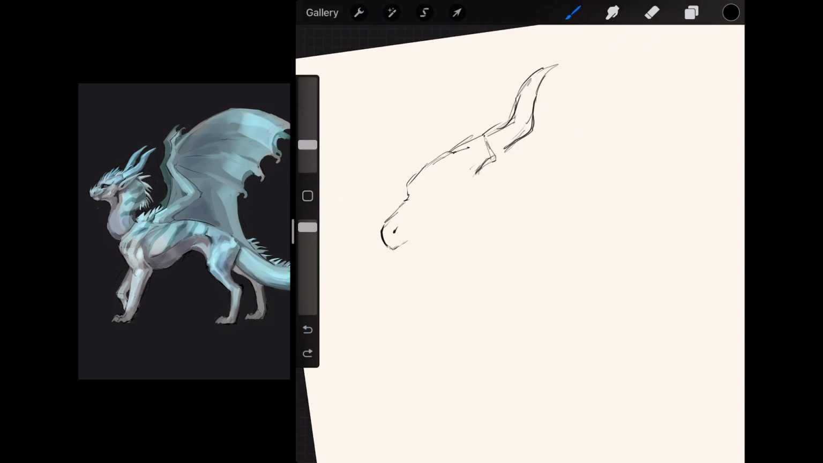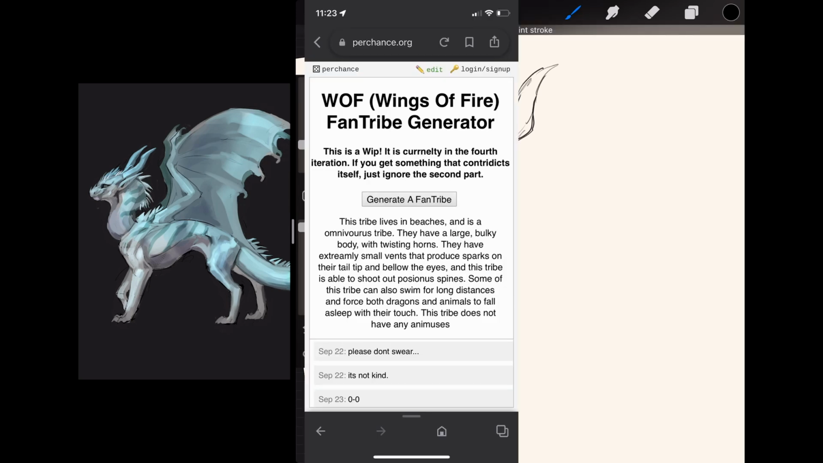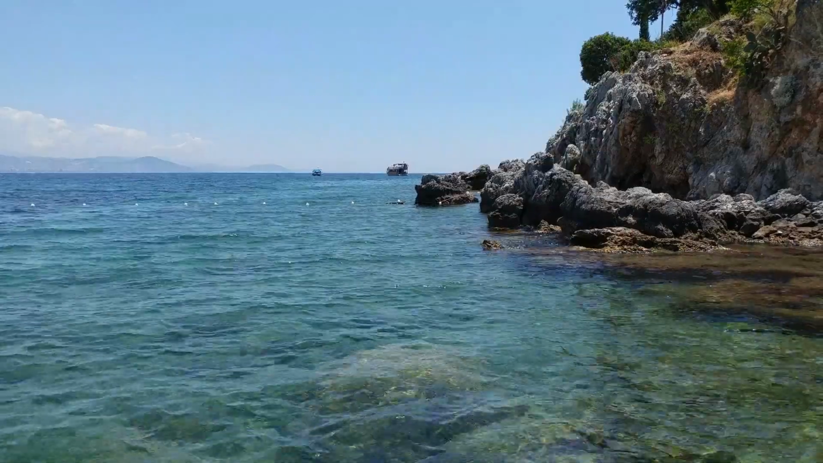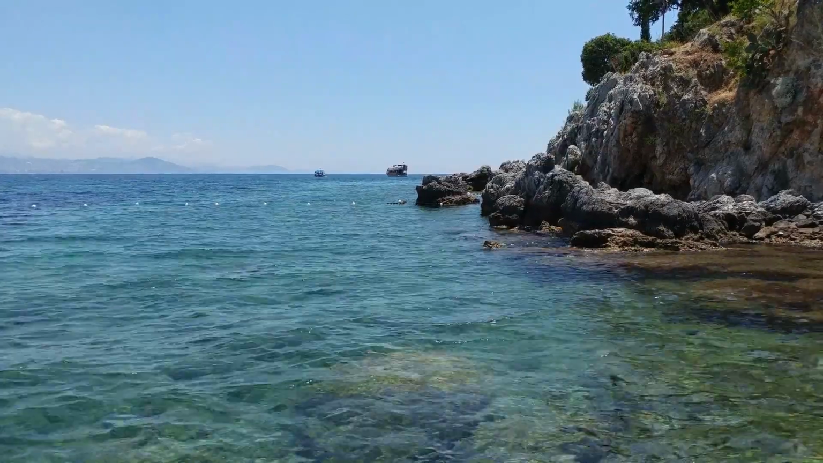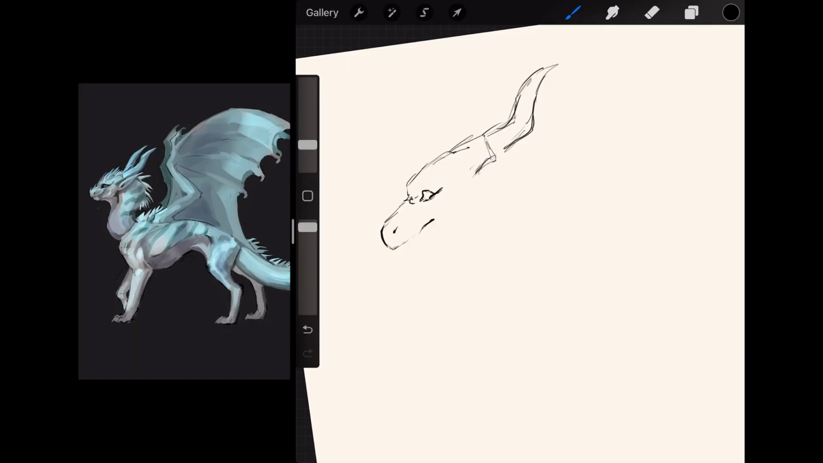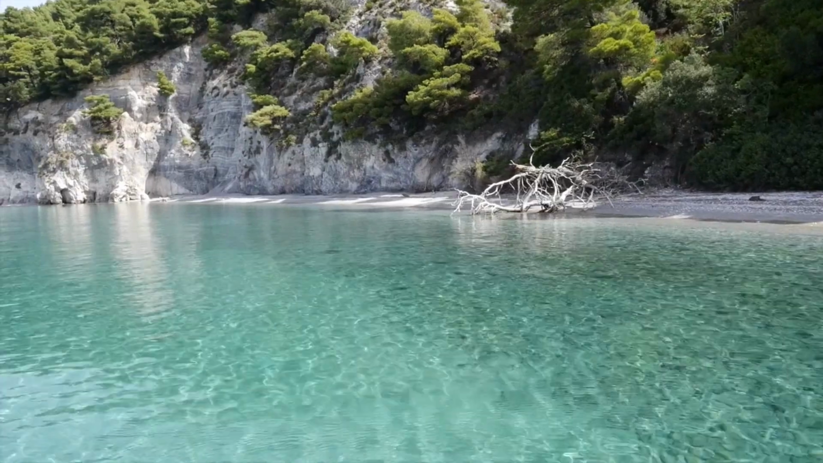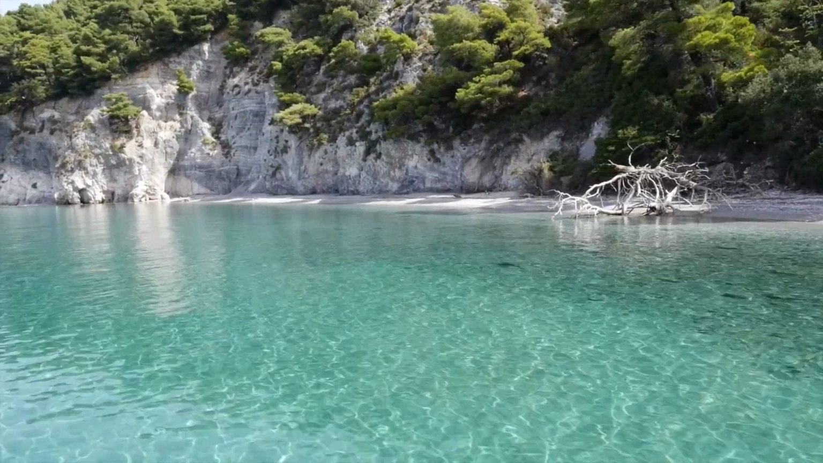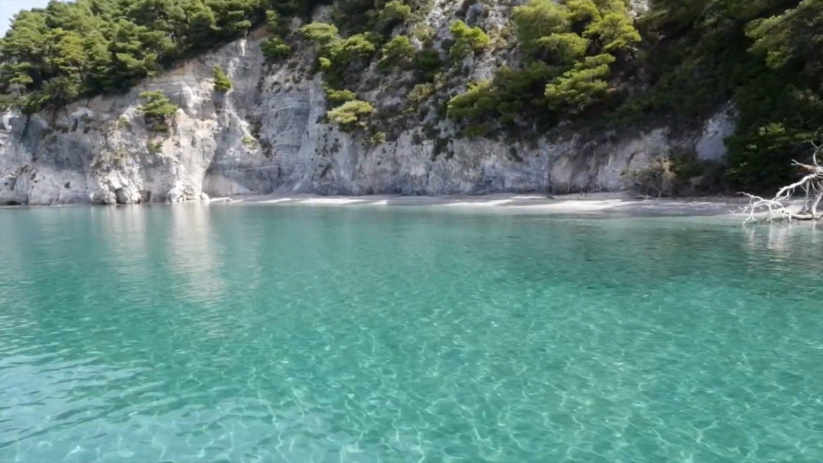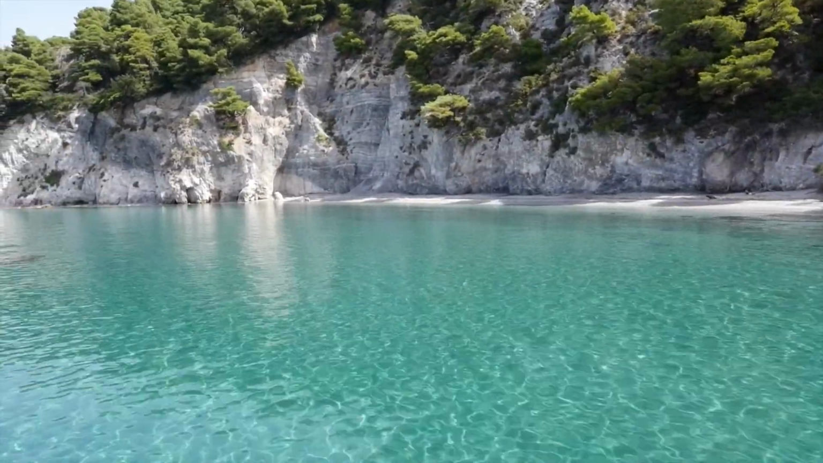So I figured I'd refresh the story as well as general facts about the Tidewings. All right, Tidewings are a tribe that lives on beaches. They're omnivorous, they have large bulky bodies with twisting horns, they have small vents that produce sparks on their tail tip and below their eyes, and they can shoot poisonous spines. Some members of this tribe can swim for long distances and force both dragons and animals to fall asleep with their touch, and they don't have any animuses.